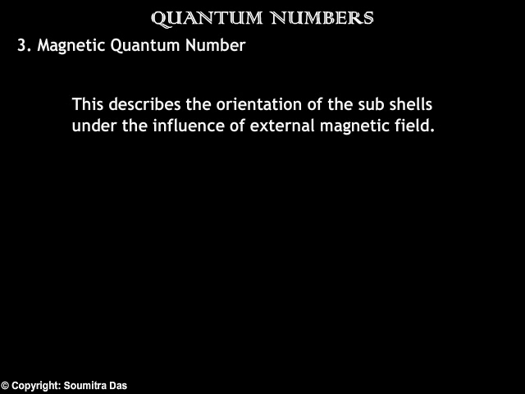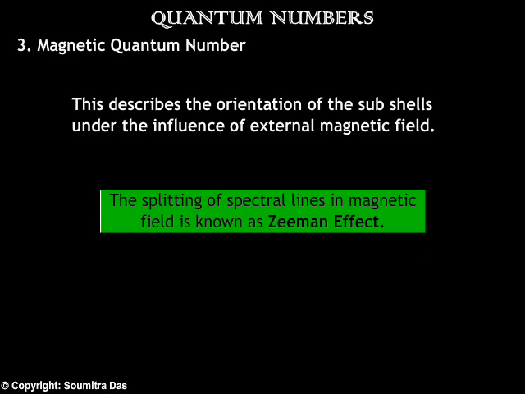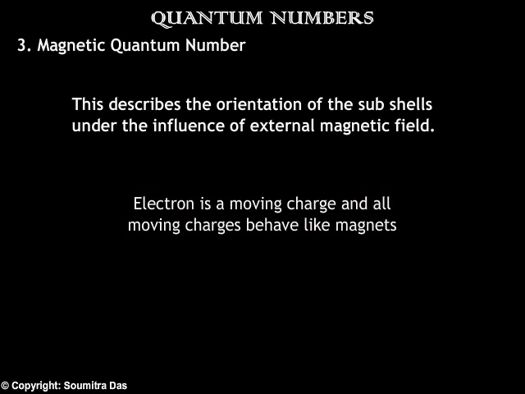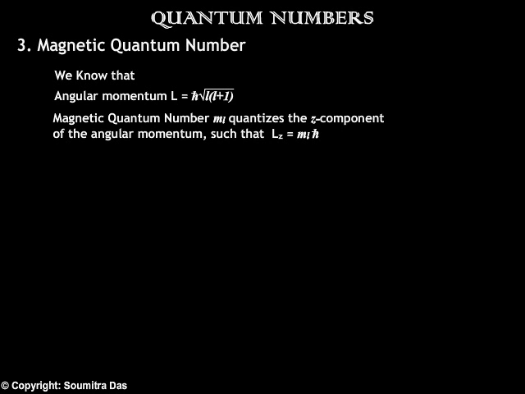This describes the orientation of subshells under the influence of external magnetic field. The splitting of spectral lines in the magnetic field is known as Zeeman effect. Actually, an electron is a moving charge and all moving charges behave like magnets. We know that angular momentum L equals h bar root over l(l plus 1). Magnetic quantum number ml quantizes the z component of this angular momentum such that Lz equals ml h bar.